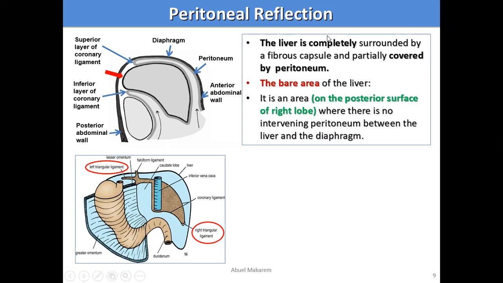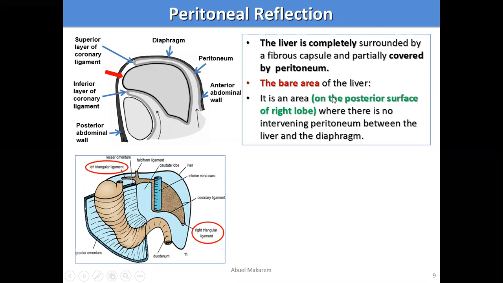So the liver is completely surrounded by the fibrous capsule. So fibrous capsule is throughout, everywhere, the black line. But the gray line, which is the peritoneum, is partially covered by the peritoneum. So liver is completely surrounded by the fibrous capsule, but only partially covered by the peritoneum. So the bare areas where the peritoneum is not covering, this red line is showing you the bare area where there is fibrous capsule but no peritoneal cover. That is called as the bare area of the liver.